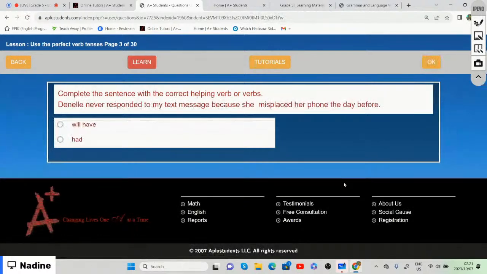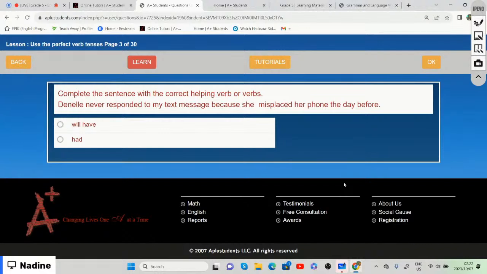So we need to complete the sentence with the correct helping verb. Danelle never responded to my text message because she will have misplaced her phone the day before, or she had misplaced her phone the day before. This is now in the past, because the day before gives us an indication that it's in the past.